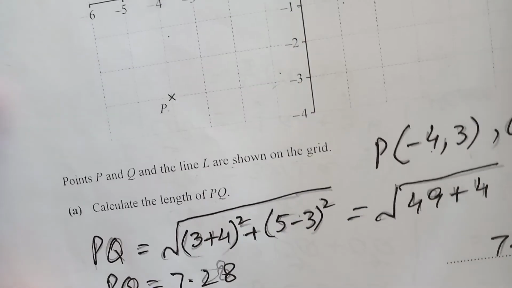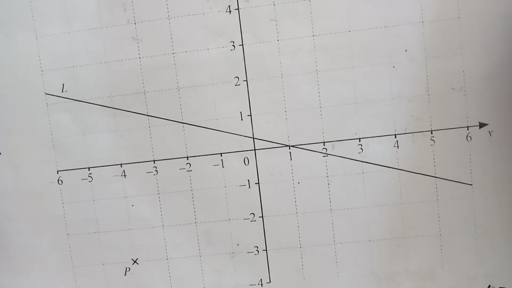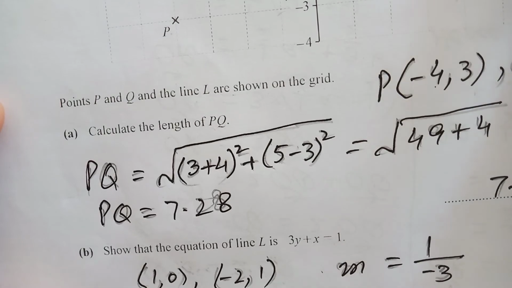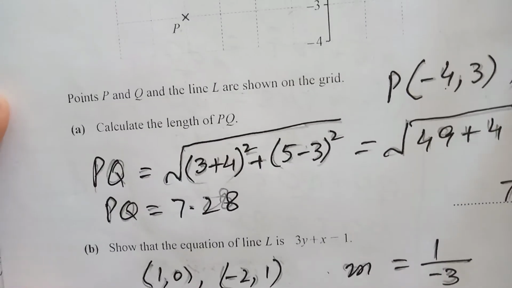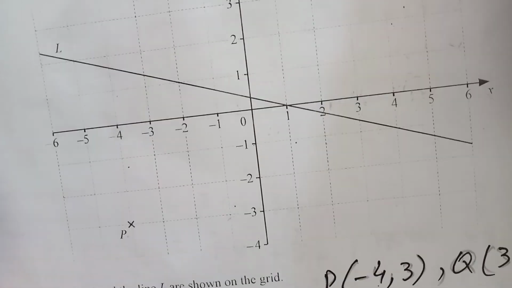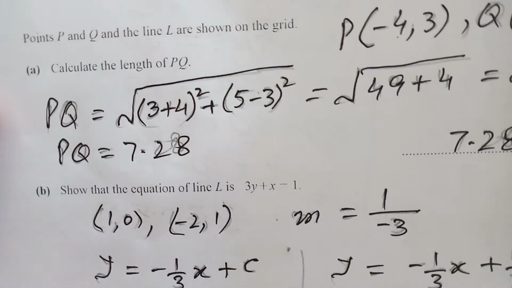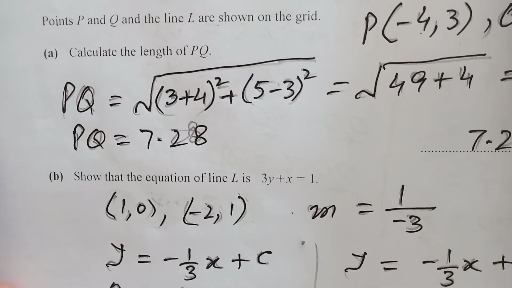Now, in question 10, he has given a grid where a line L is drawn, and the points P and Q lie on the line. So he is asking for the distance PQ. So you will take the points P and Q from the grid, use the distance formula here. So you will get the length PQ, that is 7.28.